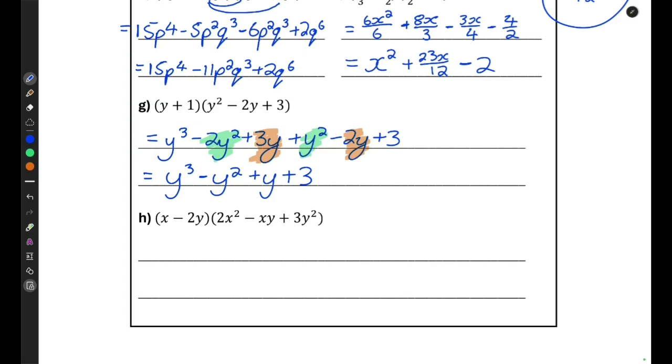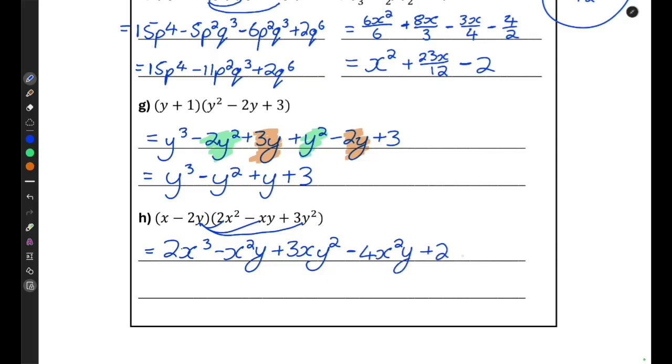Okay, H, same concept. I now just need to focus to not miss something. So this x is going to multiply with all three of them, and that will leave me with 2x cubed minus x squared y plus 3xy squared. Then the minus 2, I need to also multiply with all of them. So I'm distributing the minus 2 in there. So that gives me minus 4x squared y plus 2xy squared, and then minus 6y cubed.